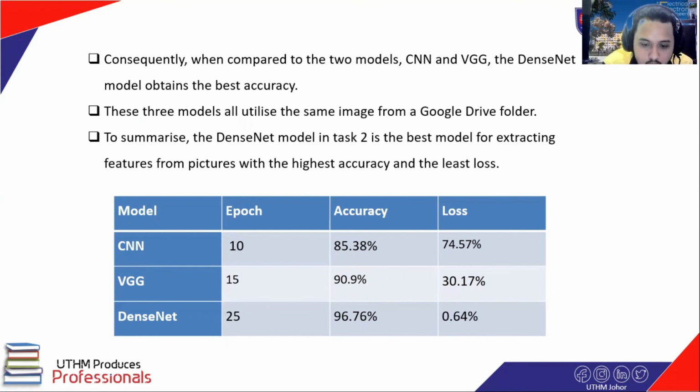So we can see that DenseNet also has the least loss, which is 0.64%, compared to CNN at 74.57% and VGG at 30.17%. And also for accuracy, CNN is 98% and VGG is 90.9%.